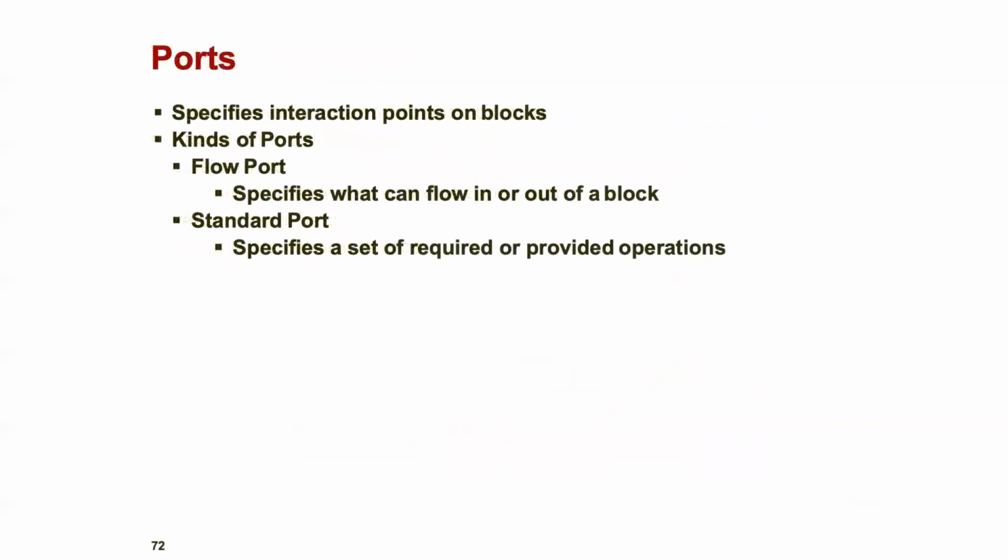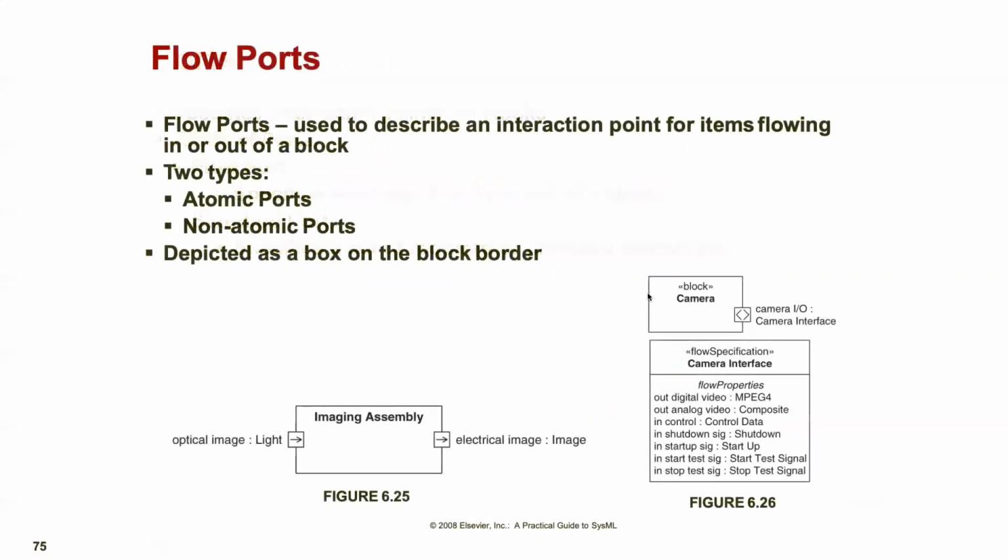Ports specify the interaction points on blocks. And there are various kinds of ports. You can have a flow port or a standard port. And so here's just an example of flow ports. It can be used to describe an interaction point for items flowing in or out of a block. And so you can have an atomic port or a non-atomic port, and it's depicted as a block on the block border. So those are some more details that are being fleshed out.